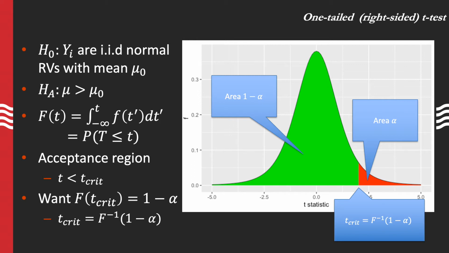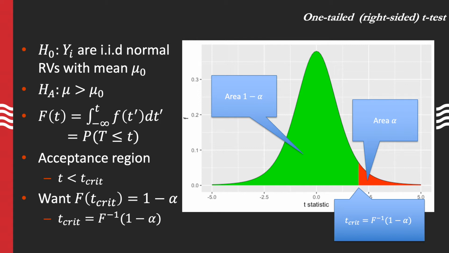In a right-sided t-test, the null hypothesis is the same as always, that the y sub i are IID normal random variables with mean mu naught. The alternative hypothesis is that the true population mean is greater than the mean I'm assuming in the null hypothesis. So in our Siamese cats example, we're assuming the true population mean is 10 pounds. We're looking for evidence that the true population mean of Siamese cats is actually greater than 10 pounds.